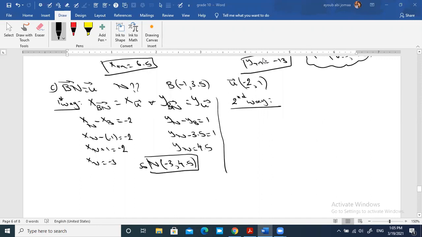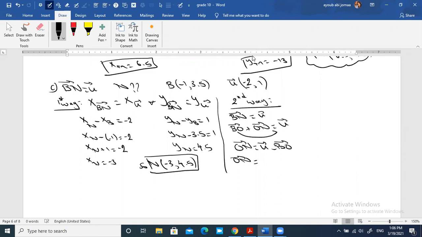Okay, first we insert point O, right? We have BN equal to vector u. It means that BO plus ON is equal to vector u. Continue. So ON equals u minus BO. Okay.